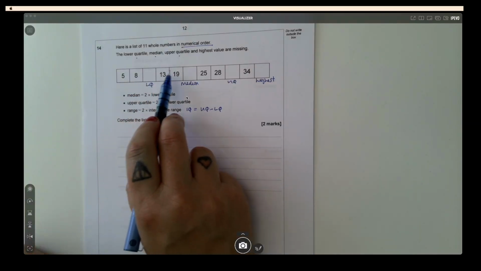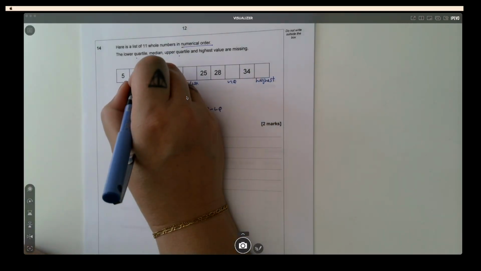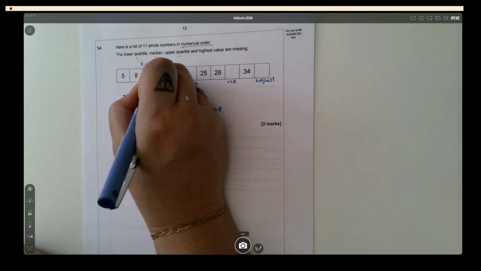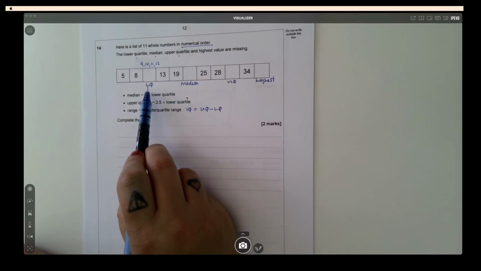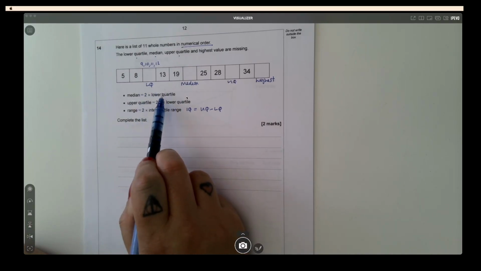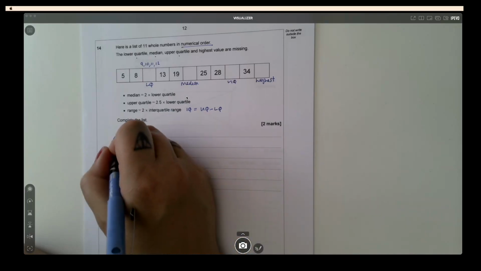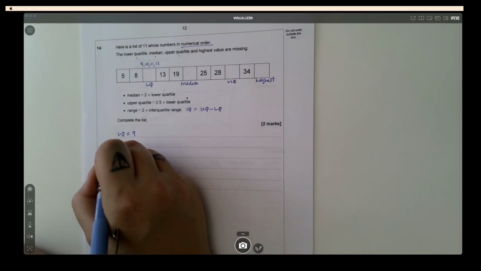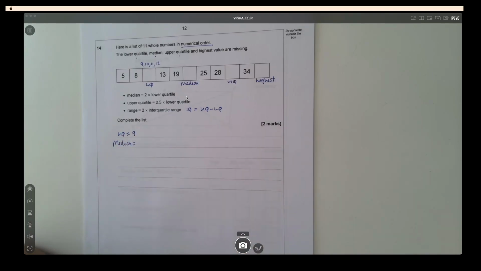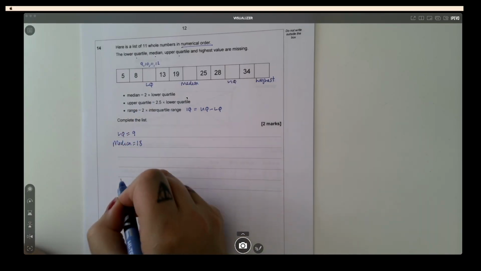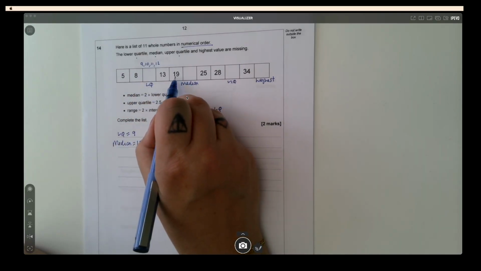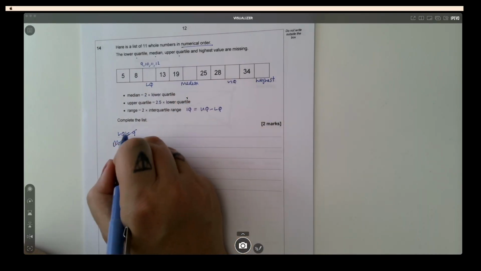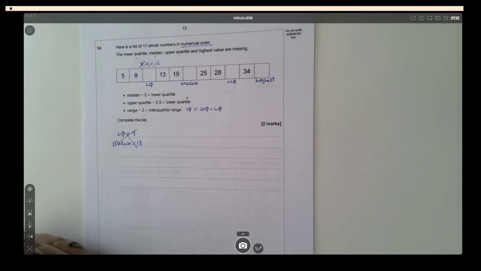So if these numbers are going in numerical order, then the lower quartile has to be 9, 10, 11 or 12. That's the numbers between 8 and 13. Now I'm going to start by using trial and error with a value for the lower quartile because the lower quartile is included in 2 of the 3 calculations. If the lower quartile is 9, then the median would be 2 times 9, which is 18. If I look at the median box, the median has to be greater than 19. So the lower quartile being 9 is not an option.